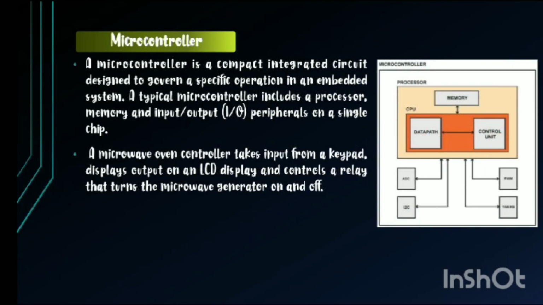Microcontroller. A microcontroller is a compact integrated circuit designed to govern a specific operation in an embedded system. A typical microcontroller includes a processor, memory, and input or output peripherals on a single chip. A microwave oven controller takes input from a keypad, displays output on an LCD display, and controls a relay that turns the microwave generator on and off.